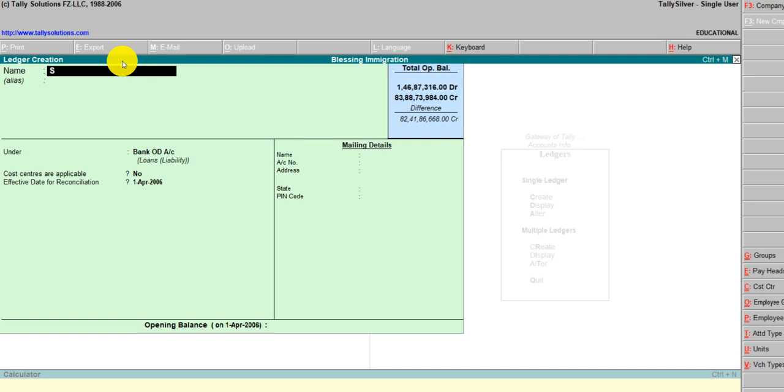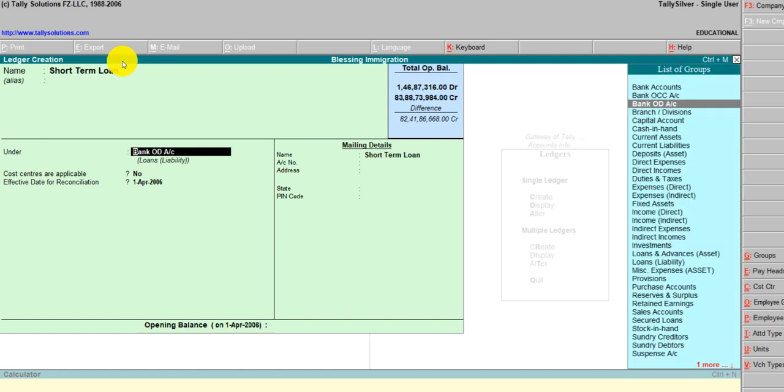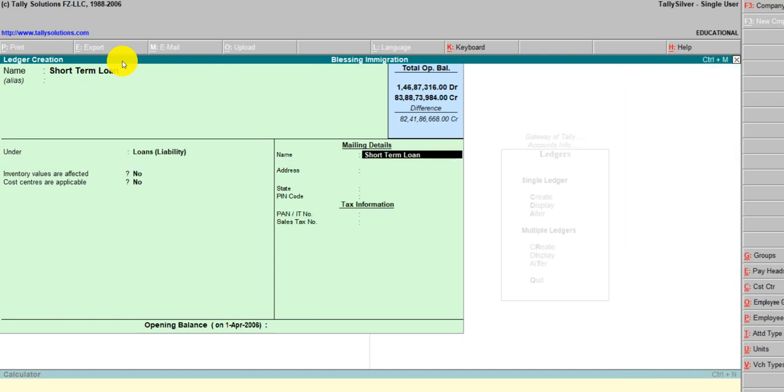First is short term loan, and here it is a bank account. Under loans it's supposed to be loans and liabilities here. So for the address, any random address you can put.